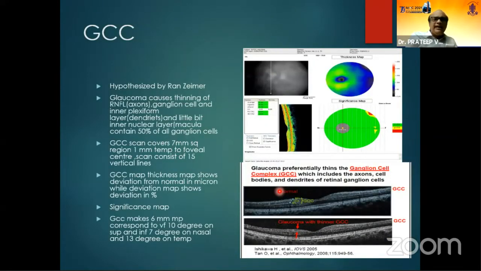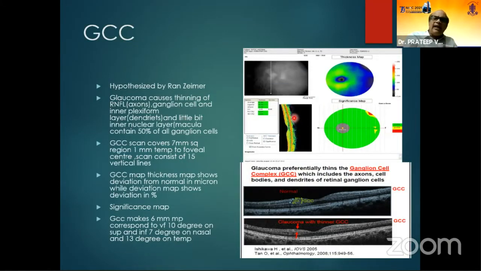Now, another important is the GCC, the ganglion cell complex. And this is taking up the momentum these days, and people are more and more concentrating on analyzing the GCC complex. Why so? Because almost 50 to 60% of the ganglion cells lie in the macular area, and glaucoma is the disease of the ganglion cells. So the GCC is available now in most of the machines, and what you get is the thickness map, and you get the significance map over here.